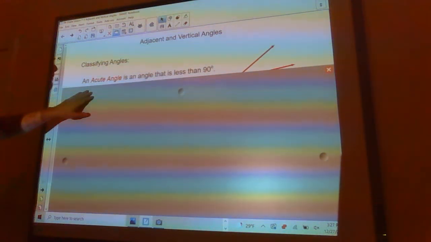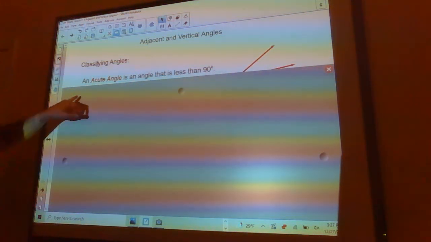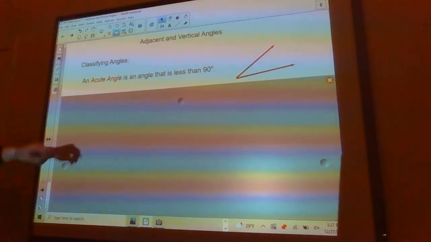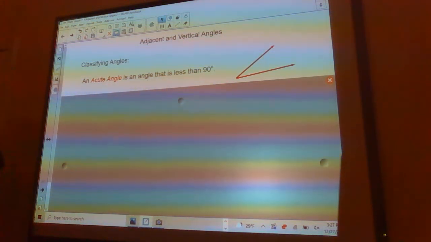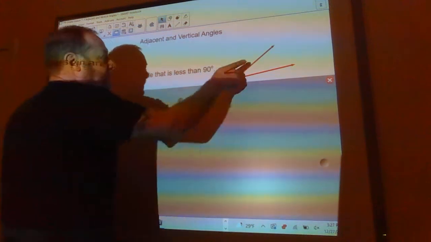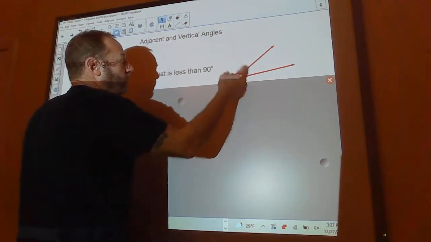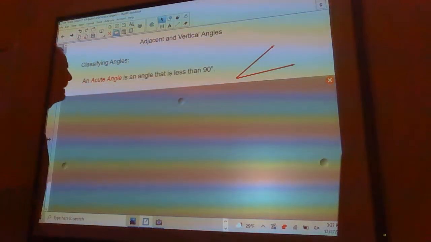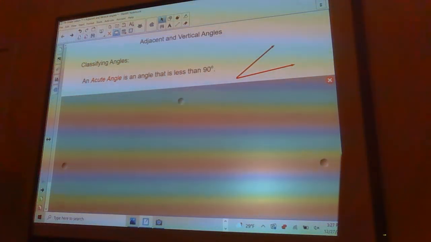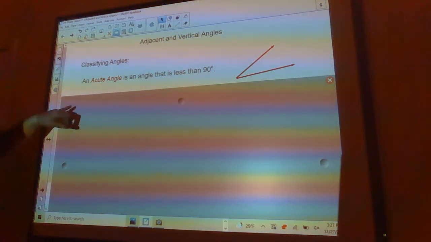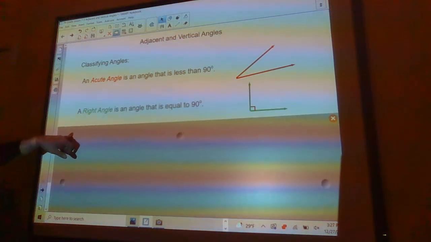Okay, so we're going to classify some angles first though. An acute angle is an angle that is less than 90 degrees. So it's very sharp. Acute means sharp. This can be anywhere from 0.1 degrees up to 89.99 degrees. It's just got to be less than 90. Okay, that's an acute angle.